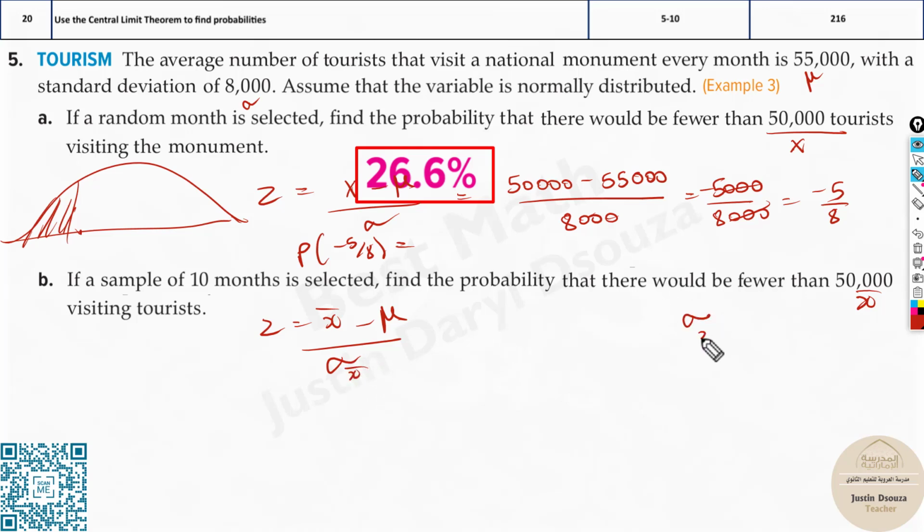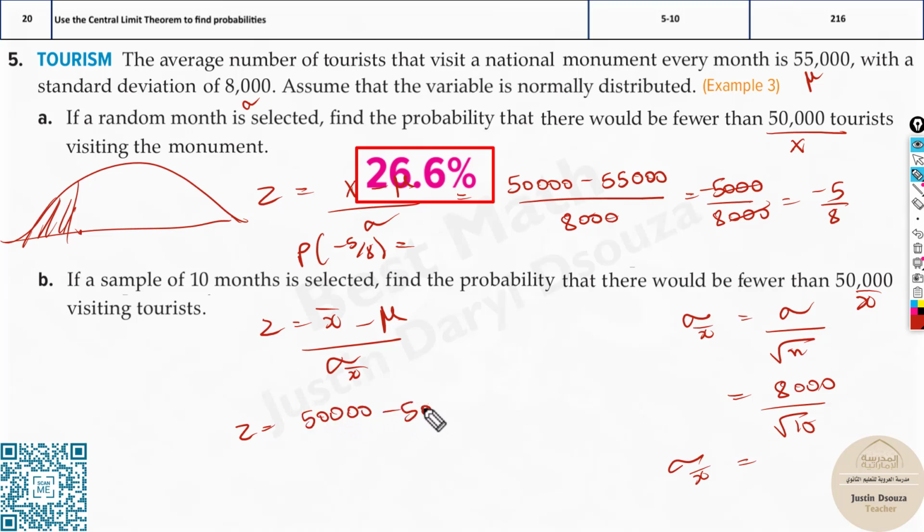The formula is very simple. The standard deviation changes. What is the n? What is the sample size? The square root of that is taken. I'll write the formula first. It's sigma over square root of n, where sigma is the original standard deviation. So the standard deviation which we had, 8,000, now varies because it'll be 8,000 divided by square root 10, and whatever the answer is, that is the new standard deviation for the sample we use. And then we just put it over here. It's 50,000 minus again 55,000 itself divided by the new one.